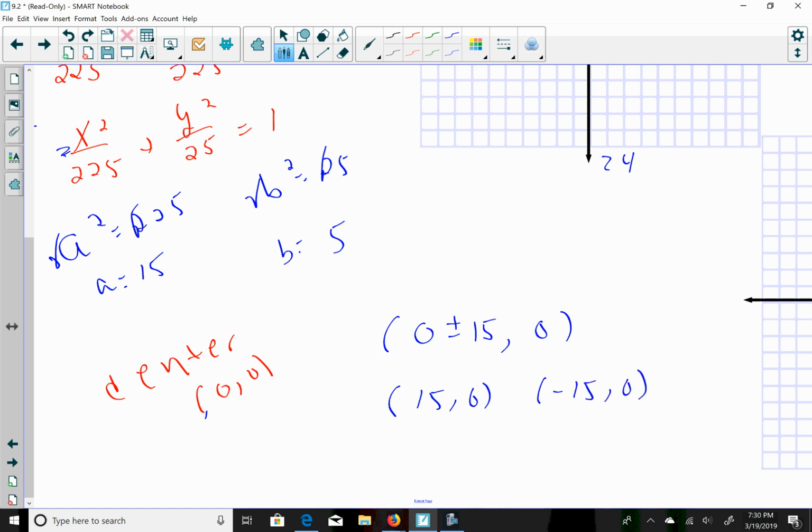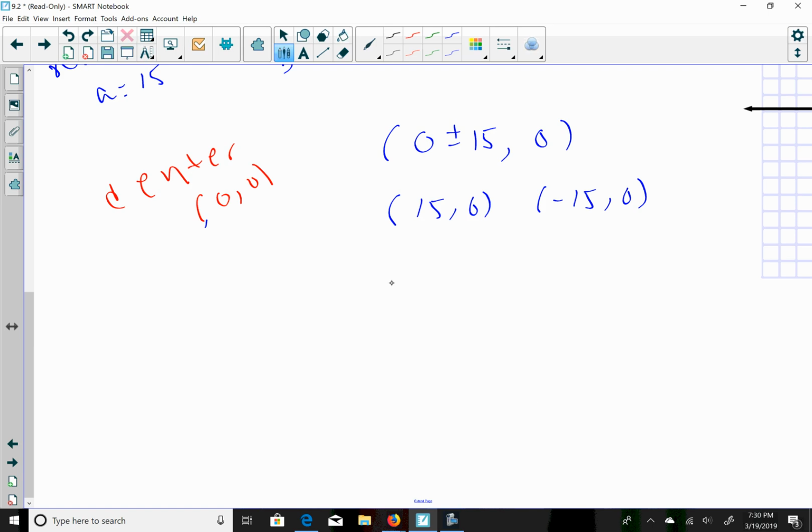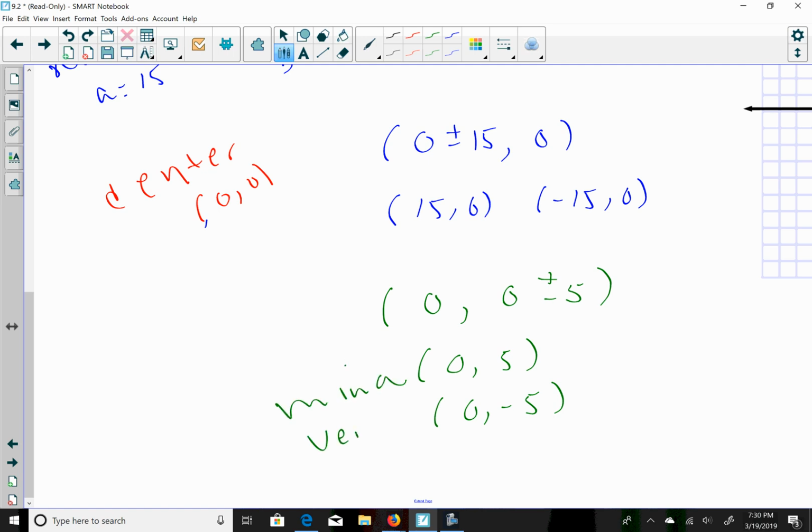To find the minor vertices, I'm going to take the center, which is 0, 0. But this time, to find the minor vertices, I'm going to add and subtract that 5 to the y coordinate. I'm going to end up with 0, 5 and 0, negative 5. Those are my minor vertices, and these were my major vertices.